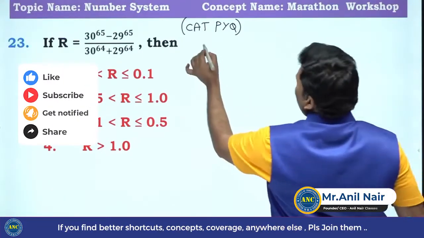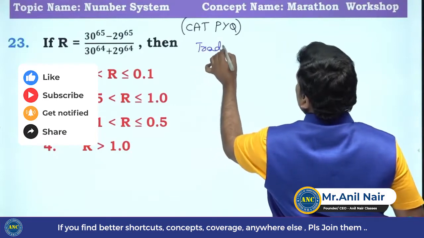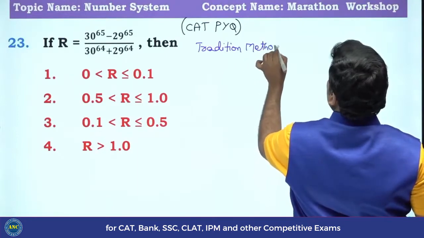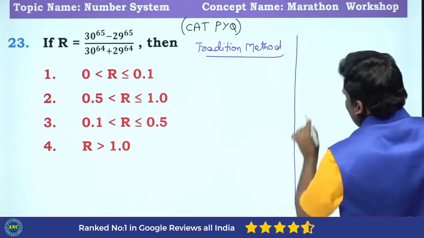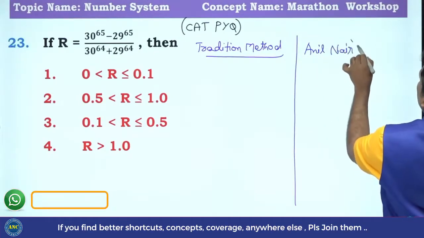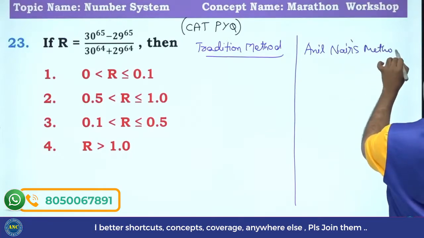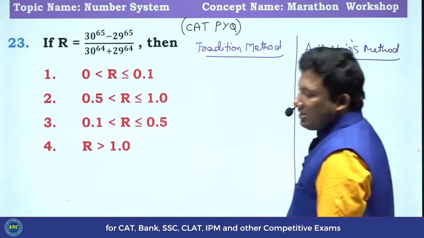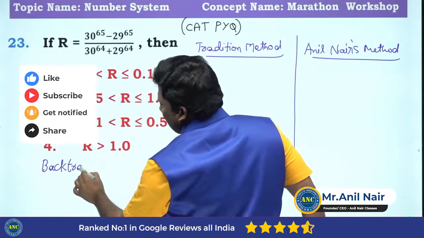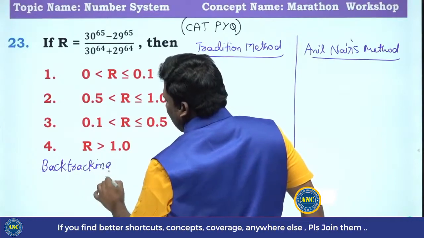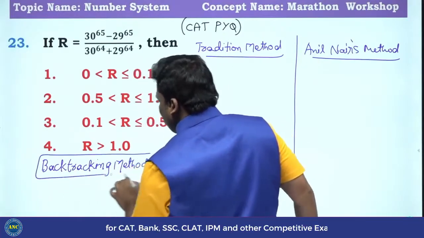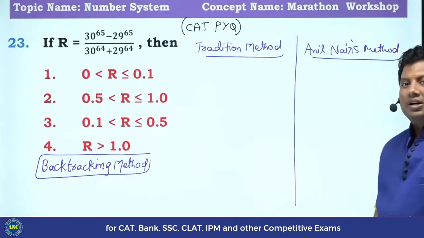So what I'll do is, first we will discuss the traditional method. Then we will discuss Anil Nair's method. In this problem, I will introduce a new way of solving aptitude. We will also discuss the backtracking method. This is another very interesting logic to check whether the question is right or wrong by using the answer option. Three methods we will use to solve this particular problem.